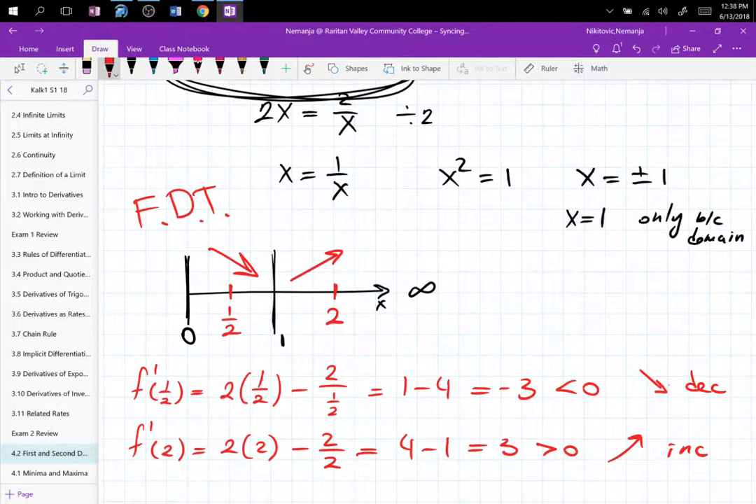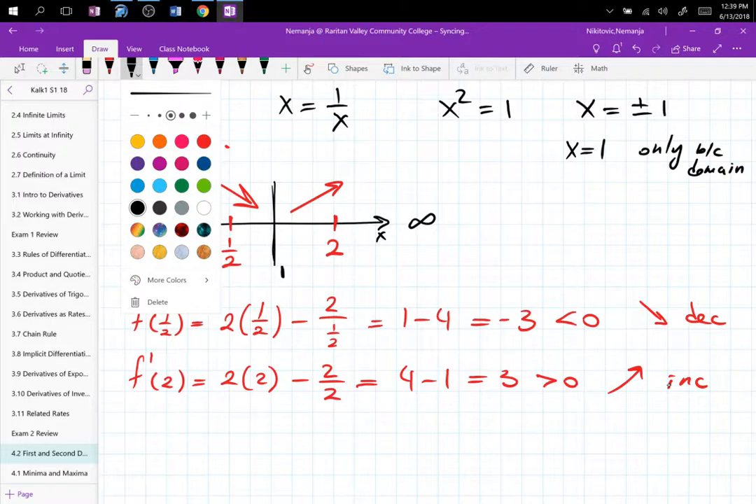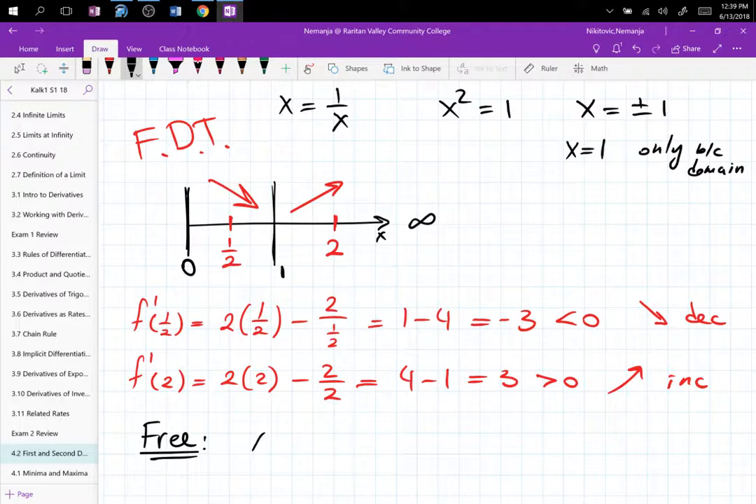What do we get for free? Minimum at 1, exactly. Let me do that first. I'll call it free. Minimum at x equals 1. And then I'm going to calculate the y value for it.